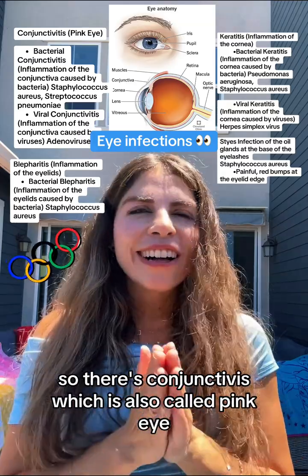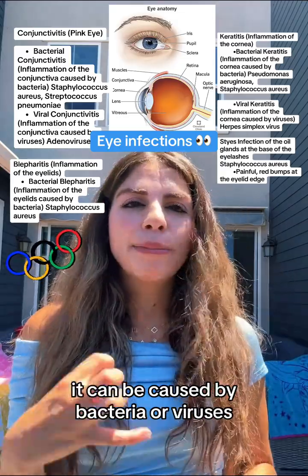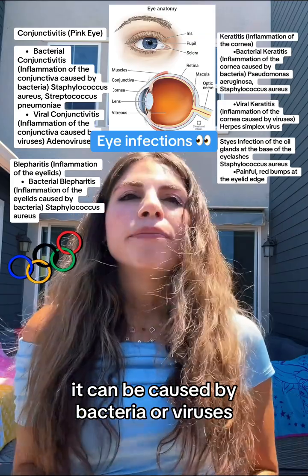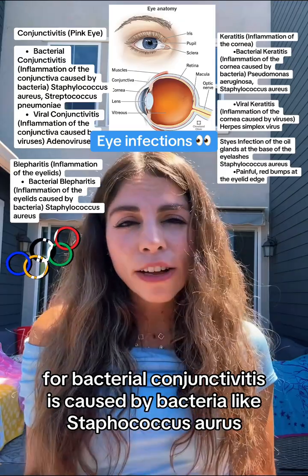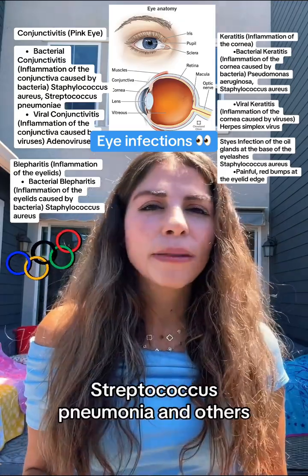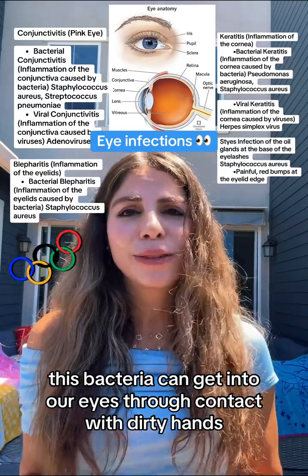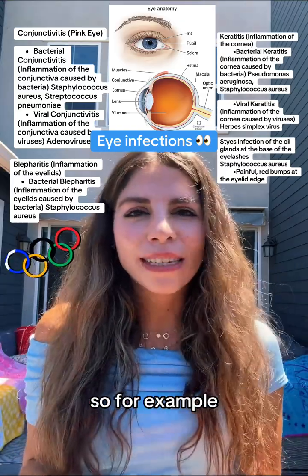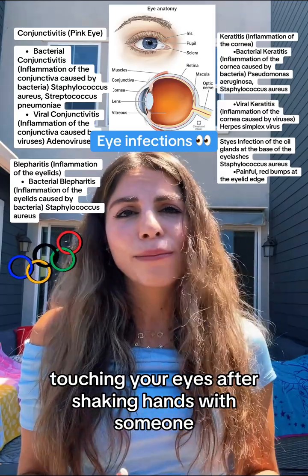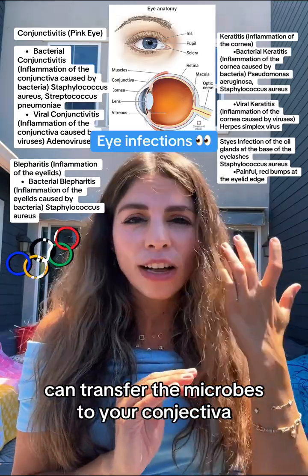So there's conjunctivitis, which is also called pink eye. It can be caused by bacteria or viruses. Bacterial conjunctivitis is caused by bacteria like Staphylococcus aureus, Streptococcus pneumoniae, and others. These bacteria can get into our eyes through contact with dirty hands, surfaces, or respiratory droplets. For example, touching your eyes after shaking hands with someone who has these bacteria on their skin can transfer the microbes to your conjunctiva.